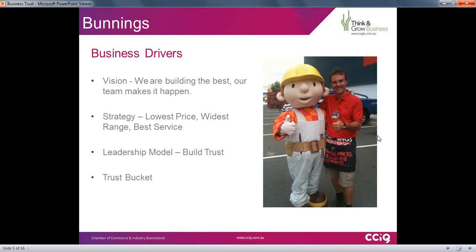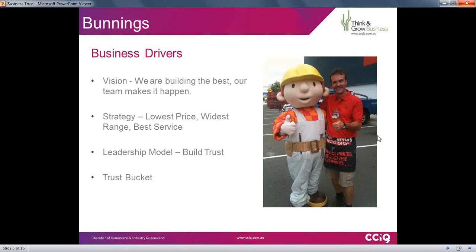They add to their trust bucket. So what happens when you add to your trust bucket, the more you can fill the trust bucket, the more likely it is that someone's going to forgive you if you stuff up. And let's face it, we're all humans and we all stuff up at some way, shape or form. But Bunnings are able to keep their trust bucket filled with their customers, their team and their suppliers, so that when they do stuff up, they're likely to be forgiven.